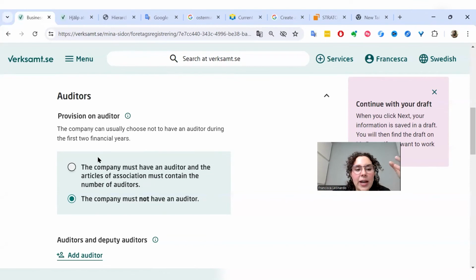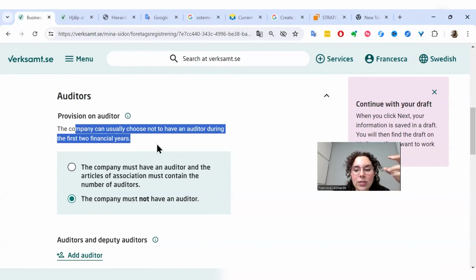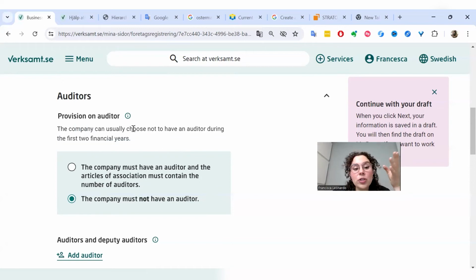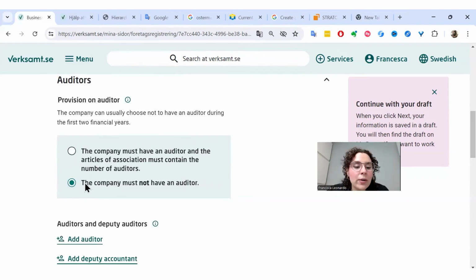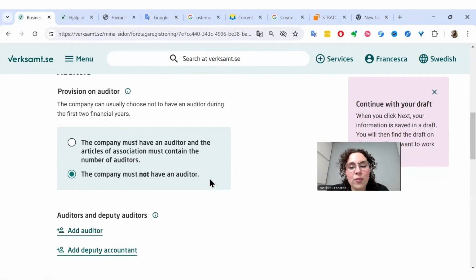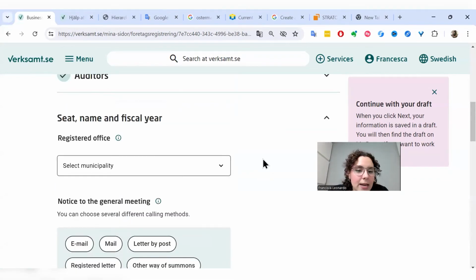Again, as with the freelancer account, here you have an auditor or an accountant, like someone who would officially check your books. Usually you can choose not to have an auditor, someone checking your accounts, or like an official person, like licensed person, within the first 2 financial years. And I definitely recommend this to kind of avoid those extra costs, unless you really want to be like super on top of your books from the start, and you should do that already anyway, but on your own, rather than delegate it to someone who's going to charge a hefty fee for that. Like, just keep in mind the costs of these things. So for now, I'm going to say the company must not have an auditor, at least not for the first 2 financial years. Seat name and fiscal year.